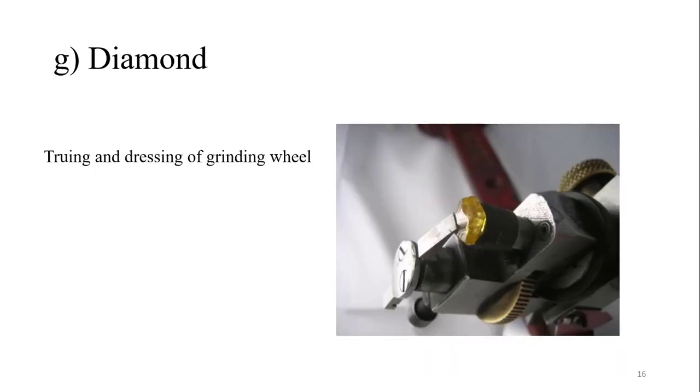And then the next one, next to boron nitride, is diamond. It is used for truing and dressing of grinding wheels. Diamonds we do not use directly in the industry because someone can steal them. So diamonds are used for the shaping of other tools, like your grinding wheel. The pattern on the grinding wheel is made with the diamond. To manufacture the other tools, we use diamonds.